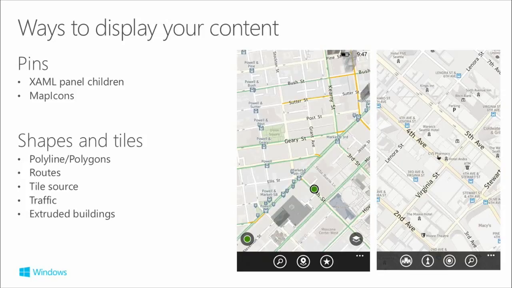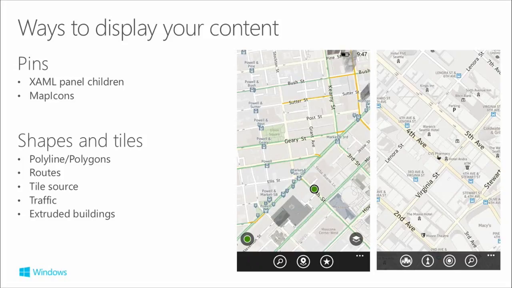So, all the ways to display your content. There are two big ways to do it. The first one is pins, and the second one is shapes and tiles. The pins category has these XAML objects that we've attached to the map, and then the map icon objects that are natively rendered. A very high performance way of displaying images and text, but not interaction. It's basically just those images and text.